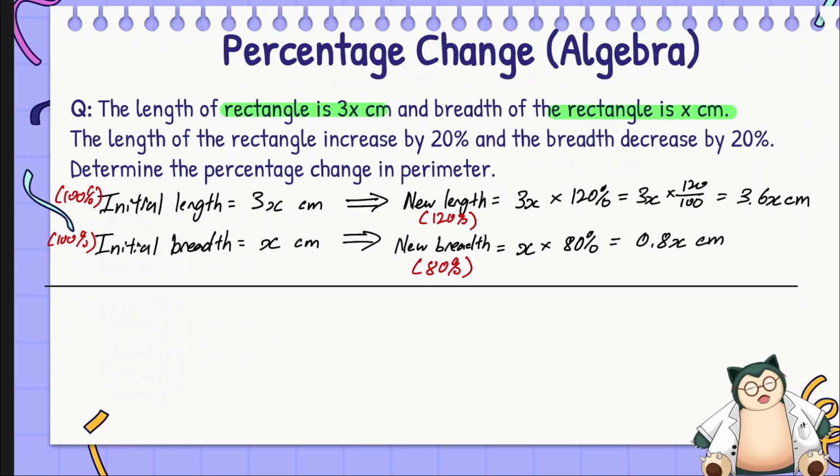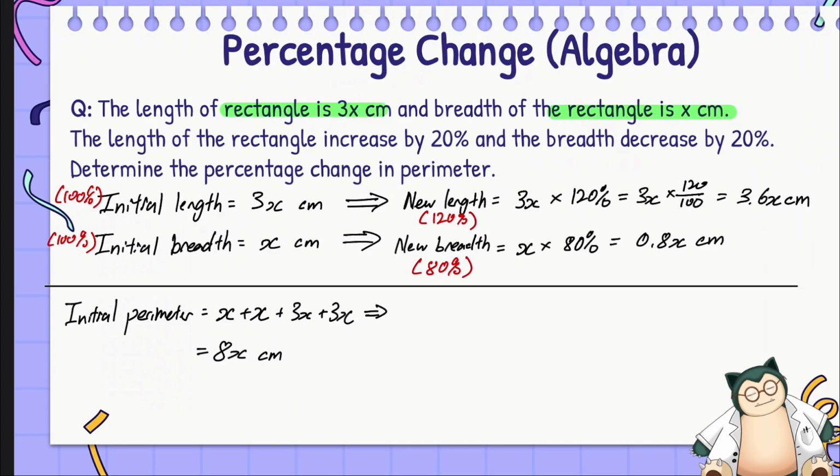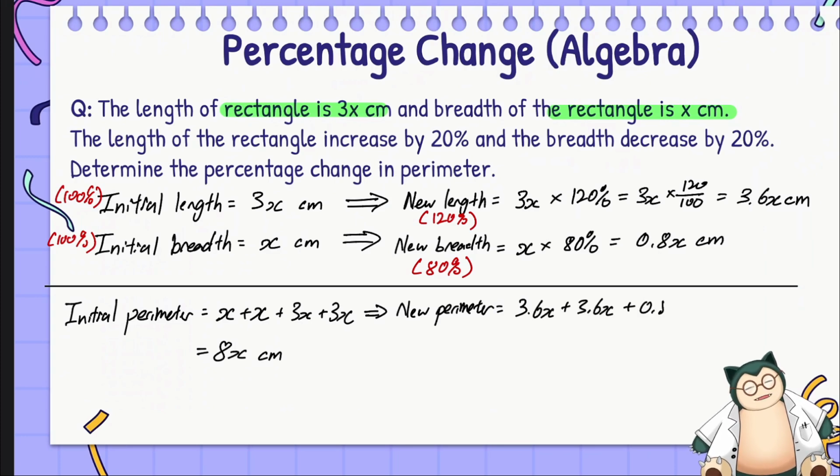Okay, now let's find the initial parameter as well as the new parameter. So our initial parameter would be x plus 3x plus 3x, which gives us 8x centimeters, and then our new parameter would be 3.6x plus 3.6x plus 0.8x plus 0.8x, which will give us 8.8x centimeters.